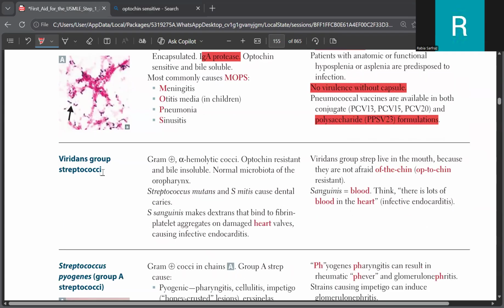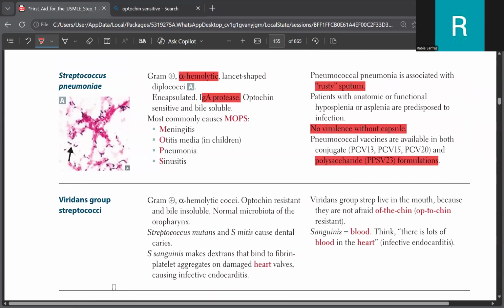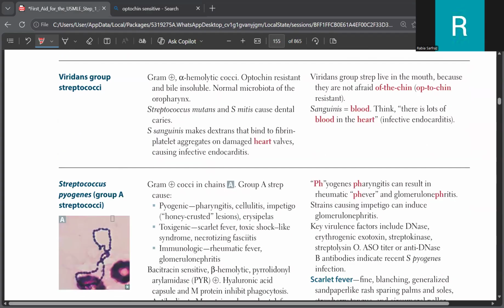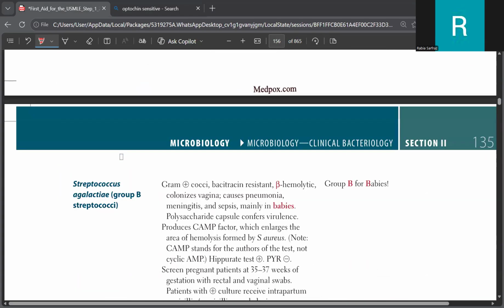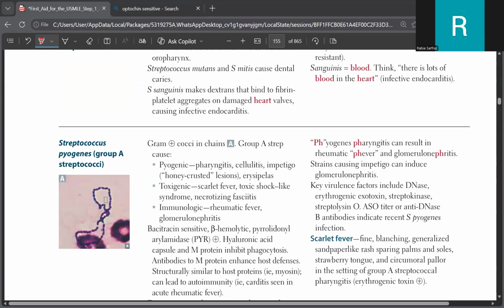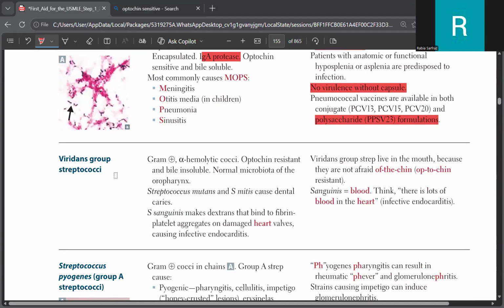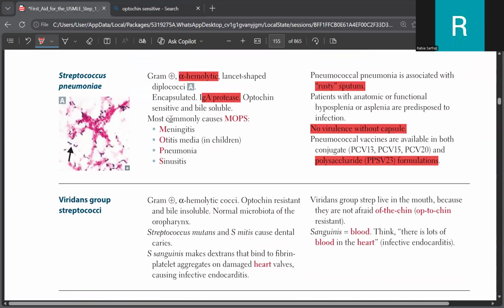Then we have viridans group streptococci, which are also known as group D streptococci, I think. Yes. Pyogenes was group A, and agalactiae was group B, and viridans is group D. It is gram-positive, alpha hemolytic cocci. It is optochin resistant in comparison to Strep pneumoniae, and bile insoluble, again in comparison to Strep pneumoniae. Normal microbiota of the oropharynx.